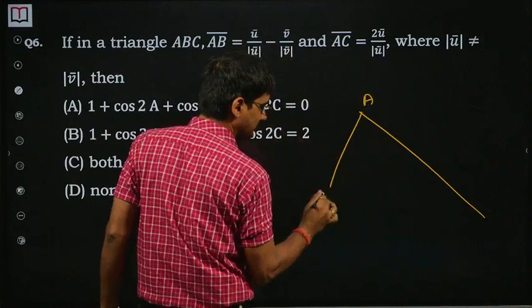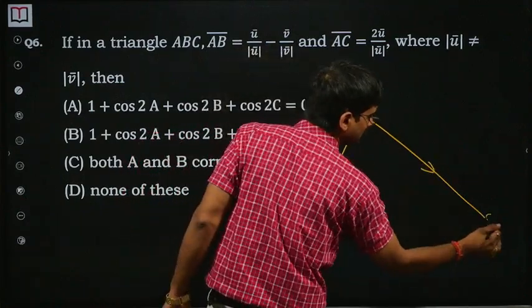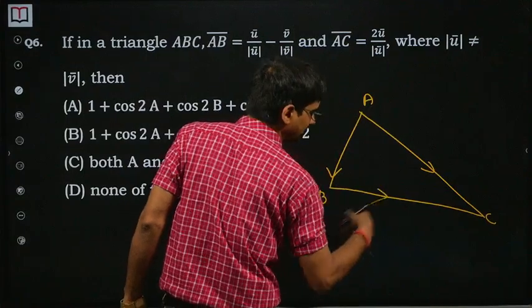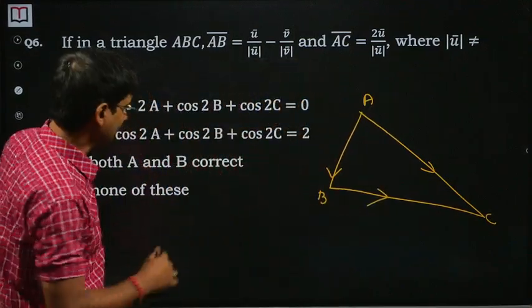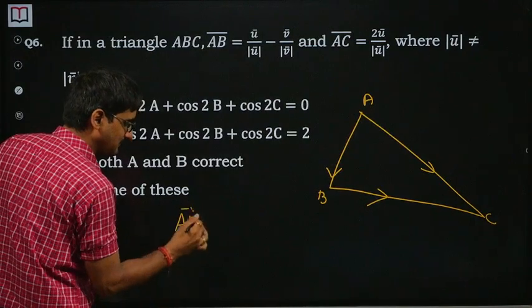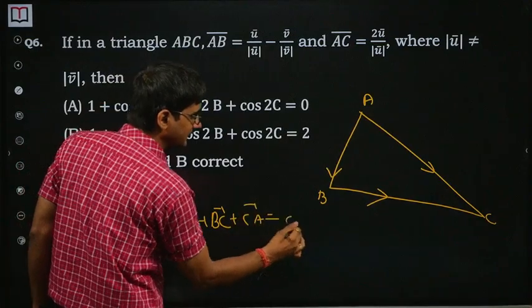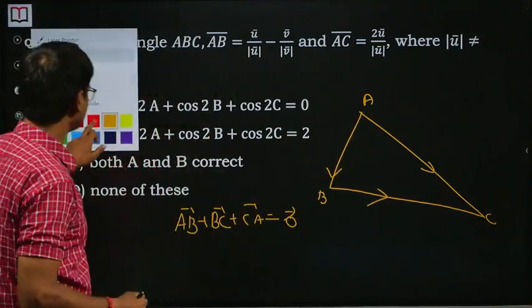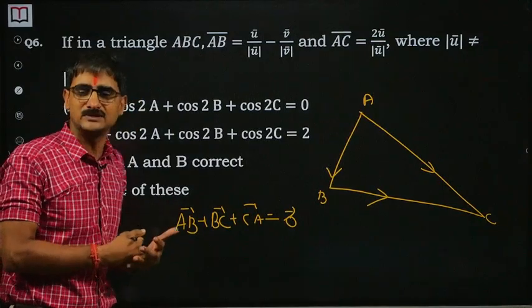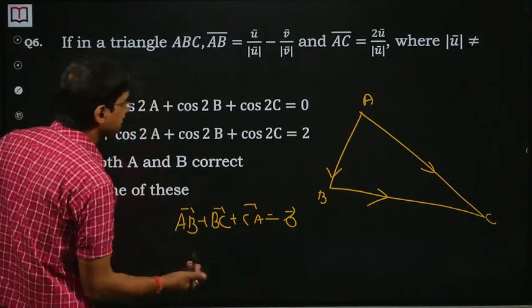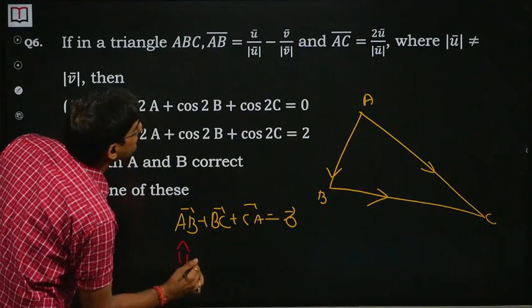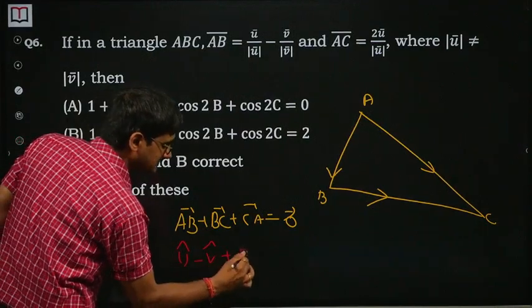Now, if in a triangle ABC, see what I analyzed here: that's A, B, C, and of course it's a triangle. I use a property which we all know: in a closed figure, AB vector plus BC vector plus CA vector has to be a null vector. So I thought to find the BC vector, and then I got something interesting. So it's U cap minus V cap plus BC vector.